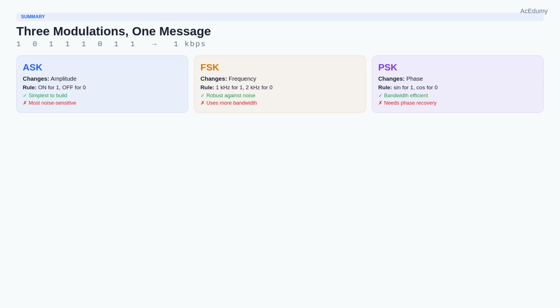The differences show up in noise tolerance, bandwidth use, and receiver complexity. ASK is the simplest but the most fragile. FSK is the most robust but uses extra bandwidth. PSK is the most efficient but needs careful phase recovery at the receiver. That is the foundation. In the next video, we will run the same 3 keying schemes at a microsecond timescale.